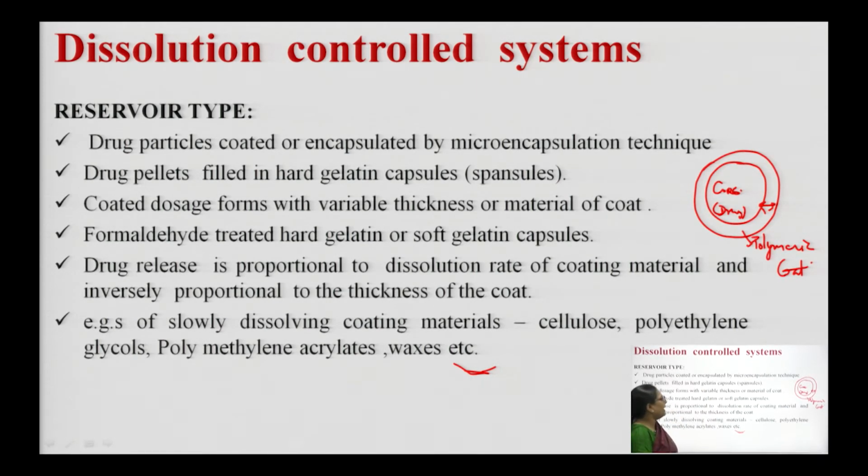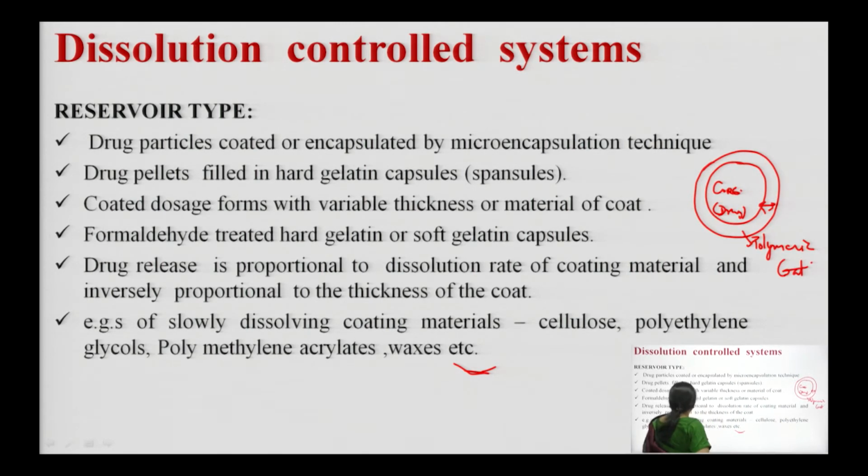These are best exemplified by coated dosage forms, where by varying the thickness of the coat or material of the coat, we can accomplish different dissolution rates. In case of capsules, simple conventional capsules also, the dissolution can be slowed down by formaldehyde treatment of hard gelatin or soft gelatin capsules. However, once this coat dissolves or the capsule shell dissolves, all the drug will be released at once.